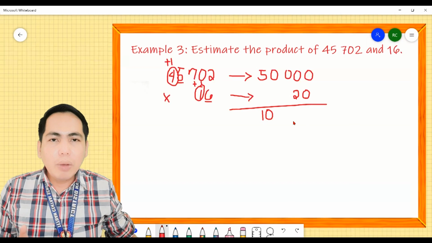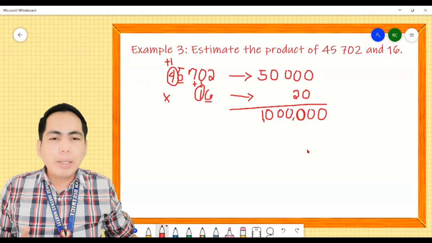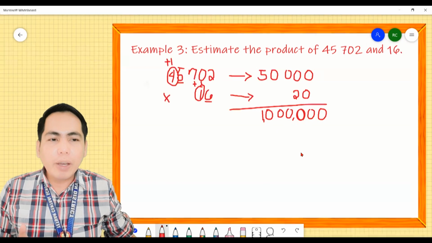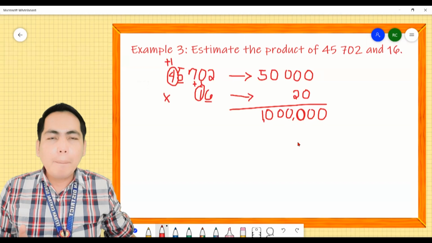After that, we have to count how many zeros we have in the factors. 1, 2, 3, 4, 5. There are 5 zeros. So we have also to attach 5 zeros in the product. 1, 2, 3, 4, 5. So in other words, the estimated product of 45,702 and 16 is 1 million.